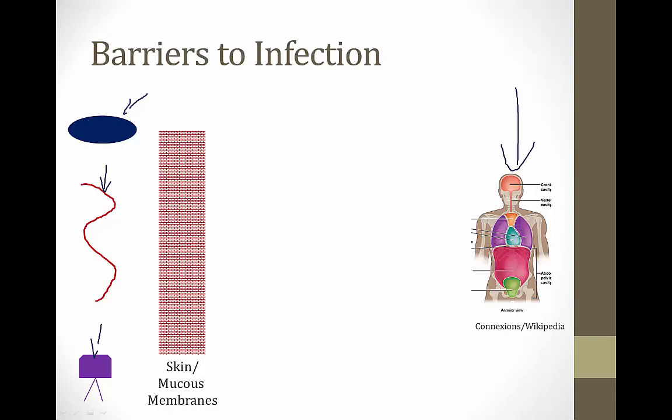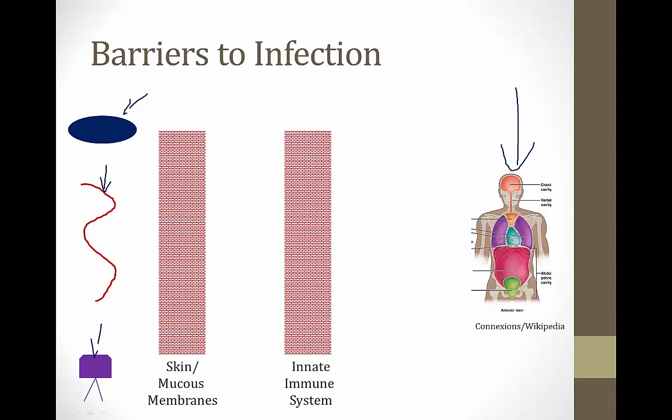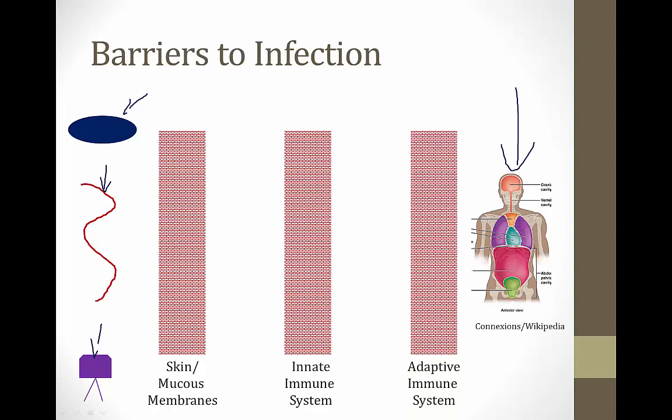And the first thing it encounters when it gets past the skin and mucous membranes is the innate immune system. This is a system made up of cells like macrophages and neutrophils and proteins like complement, and they attack and try to kill these pathogens as soon as they get in the body. As we will learn, however, in this module and other modules, the innate immune system is not so good at dealing with overwhelming infections or dealing with viruses. So once a pathogen gets beyond the ability of the innate immune system to control the infection, it then will encounter the third barrier, and that is the adaptive immune system.